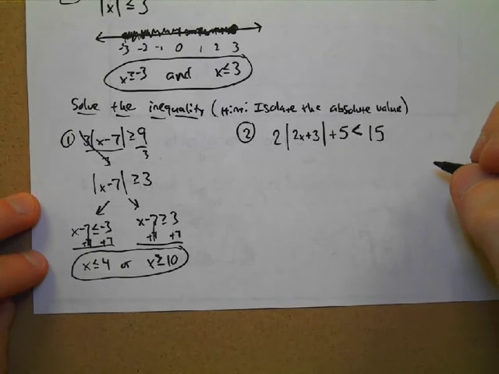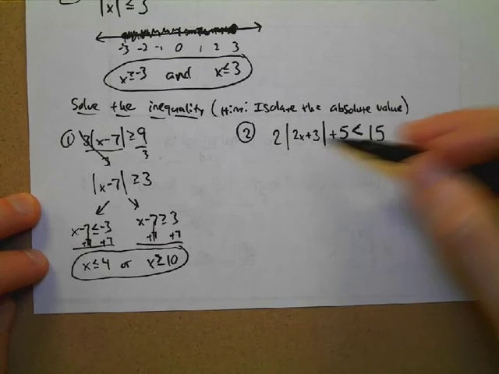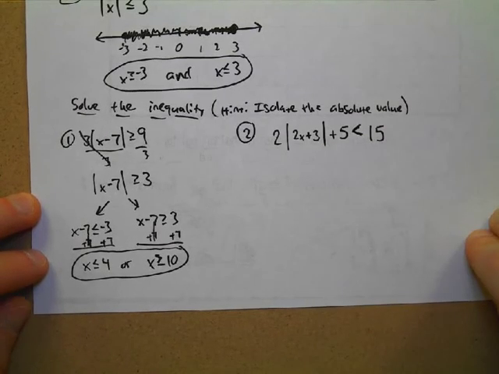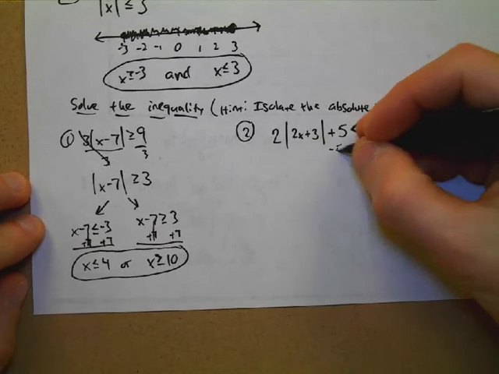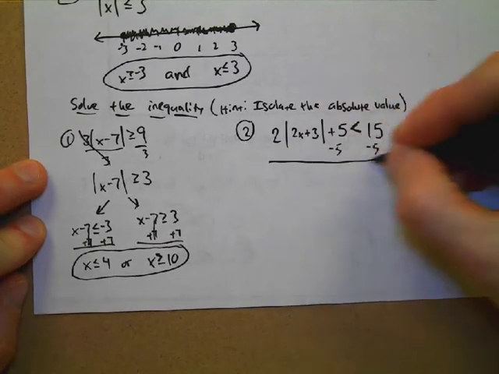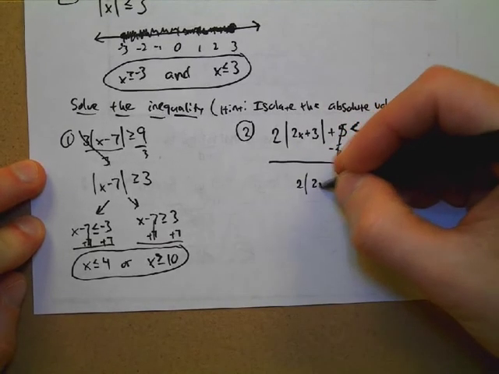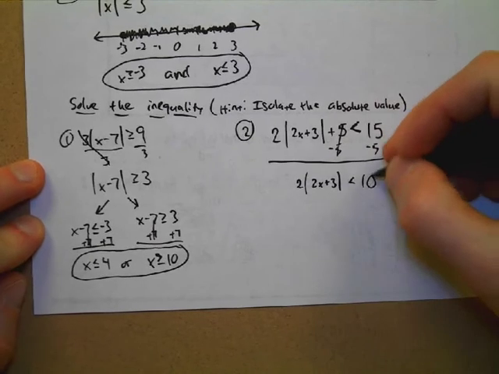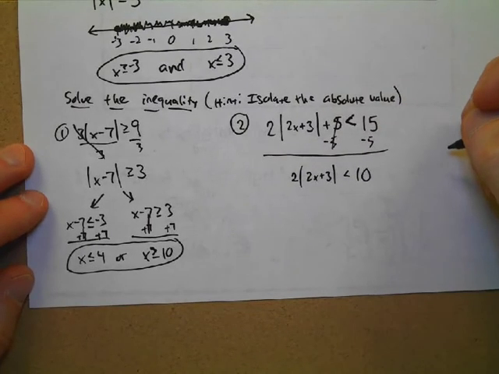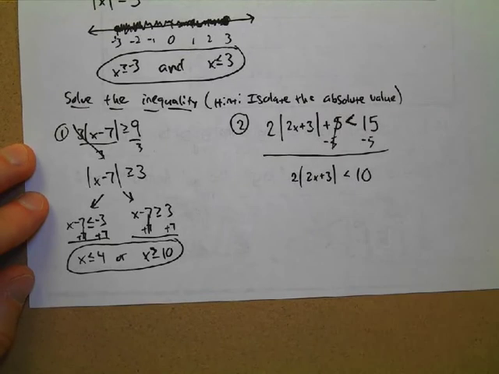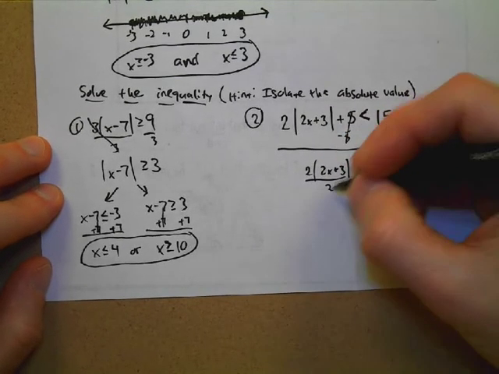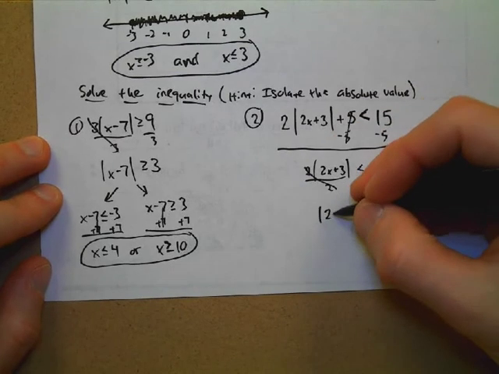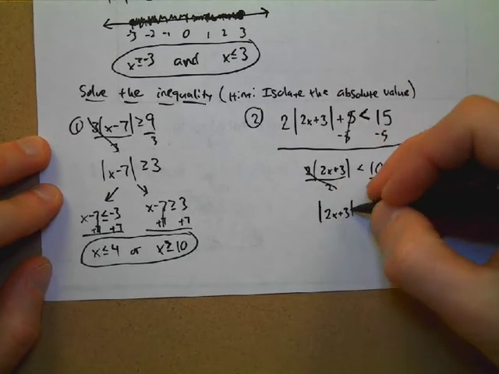Two here. Let's go to Shane. Shane will be a good first step here for this inequality to start solving. First, we'll get rid of the 5. So subtract 5 on both sides. And then, Shane, we should do what to both sides? Divide both sides by 2. So we're left with the absolute value of 2x plus 3 is less than 5.